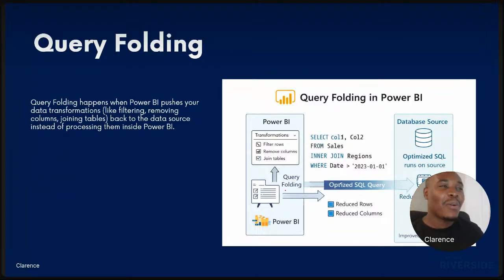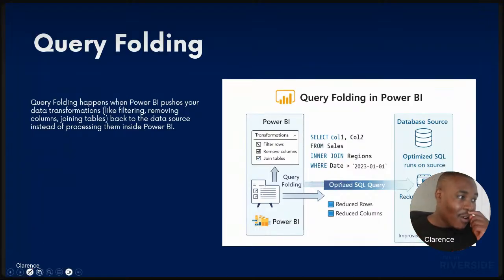So, query folding is actually really good, right? Because you are taking the processing away from Power BI and putting it back on the source. That is good because you are putting less pressure on Power BI. But if someone disables query folding, that means Power BI has a lot of work to do. So instead of distributing the work to another system that could have the computing power, you are going to slow down Power BI. So in essence, query folding reduces memory usage and also improves performance.